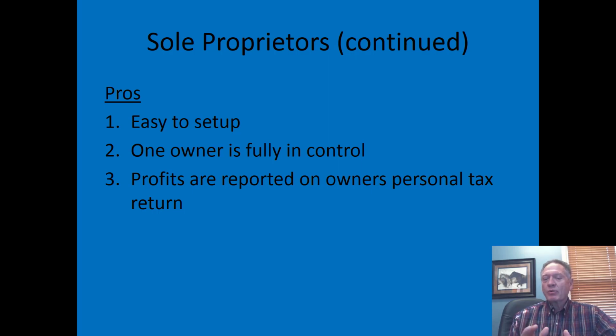And the profits are reported on your personal tax return. So it goes on what's called a Schedule C, which is just a form, an attachment that goes with your personal tax return. So it keeps it very simple. There's no special tax return you have to have.